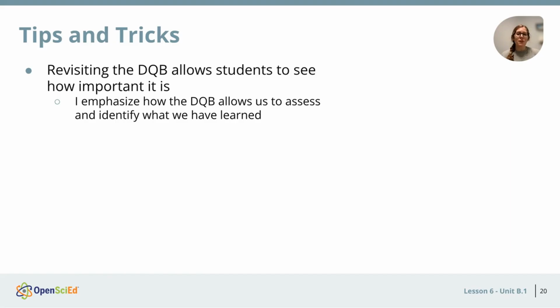Revisiting the driving question board allows students to see how important it is, that it's not just a poster we put up at the front of the room and we never talk about again. And I emphasize how the driving question board allows us to assess and identify what we have learned so far in our journey learning about ecosystems and the Serengeti.